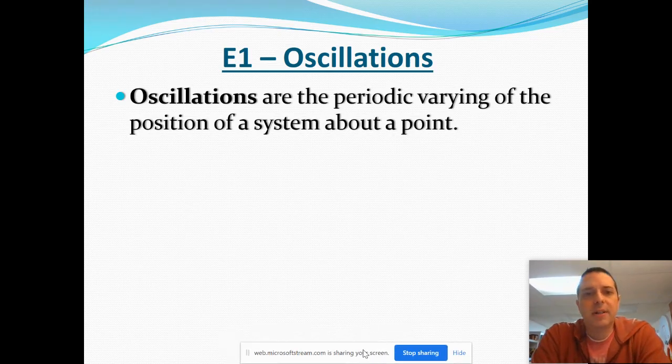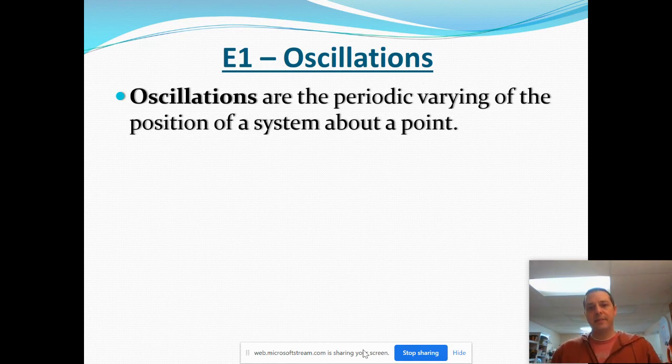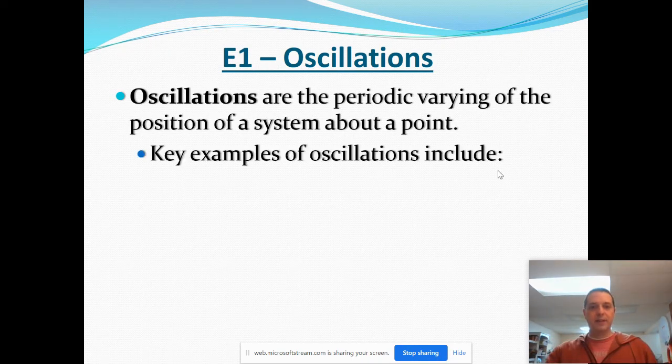In today's lesson, we're going to start taking a look at oscillations. An oscillation is a periodic varying of a position of a system about a point. So the system could be anything that you could think about that is repeating its position about some central point in a rhythmic or consistent fashion.